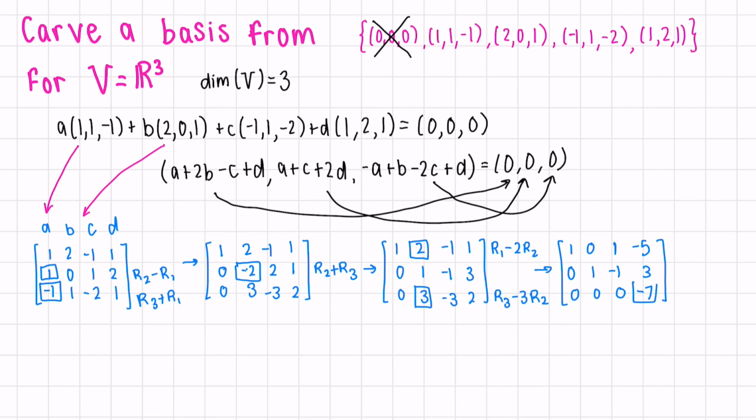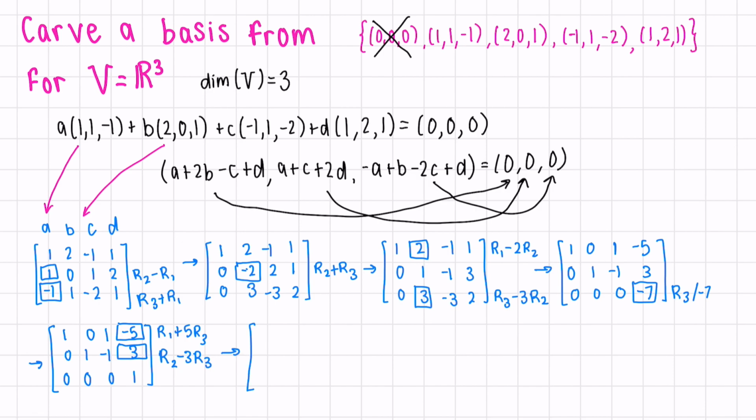Now we want a leading one down here, so let's do row 3 divided by negative 7. And lastly, to get zeros above the leading one, we'll do row 1 plus 5 row 3, row 2 minus 3 row 3. Now we have our matrix in reduced row echelon form.